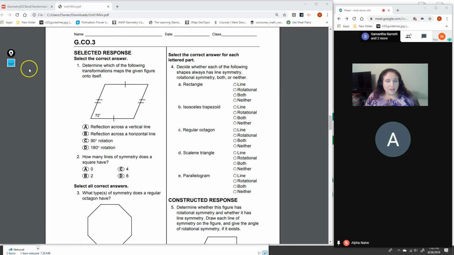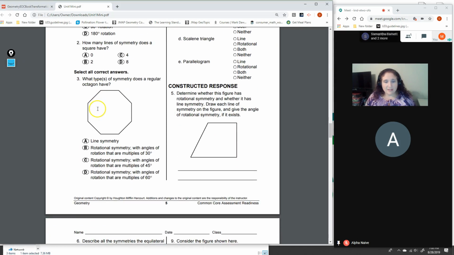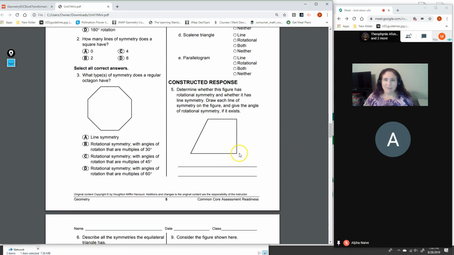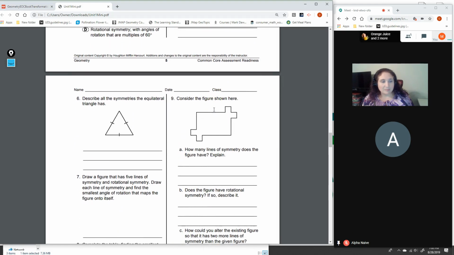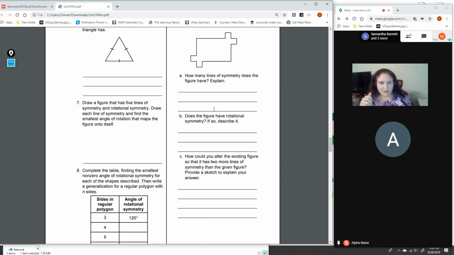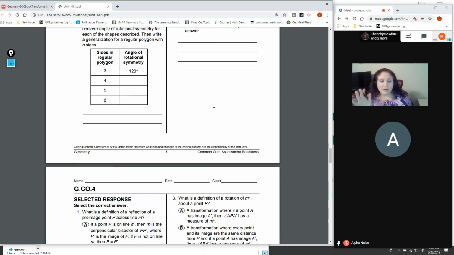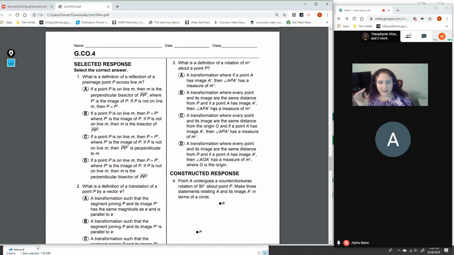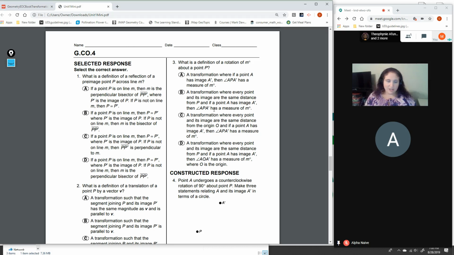You will get a question kind of like this on your test, again, where you're given a shape and you have to determine, there's multiple choice answers and you have to determine which of them work out for the problem. I'm not going to keep talking symmetry because I think we've pretty much covered everything you're going to need to know. So I'm going to skip that page. Okay, now we are on page GCO4.